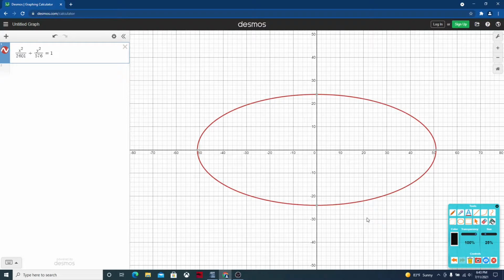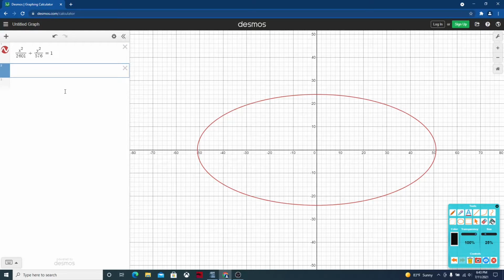Now notice that in this ellipse, the longer axis is the horizontal axis, in other words, the one that lies along the horizontal x-axis. That's because the bigger number is underneath x squared. 2601 is a bigger number than 576. So when the bigger number is under x squared, then that means that the longer axis is going to lie along that horizontal line.